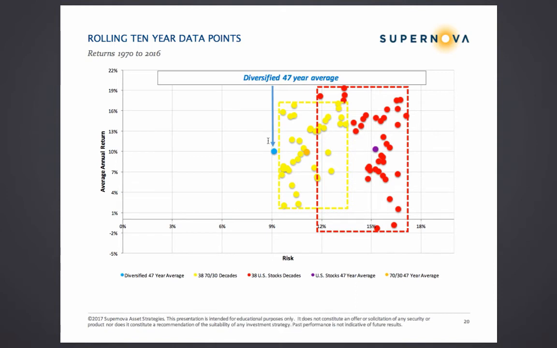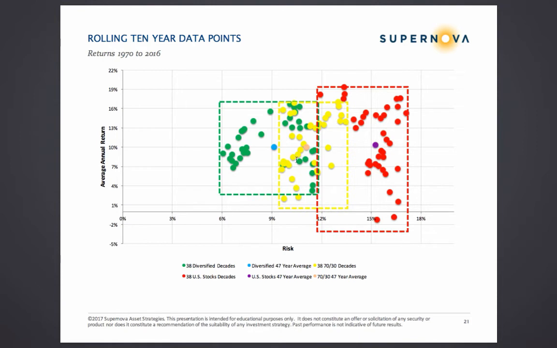Now we show the 47-year average for that diversified portfolio that we saw earlier, averaging about 10% with a 9% risk. And here are all the decades around it. You had much more confidence in what you were going to get. There weren't a lot of surprises.